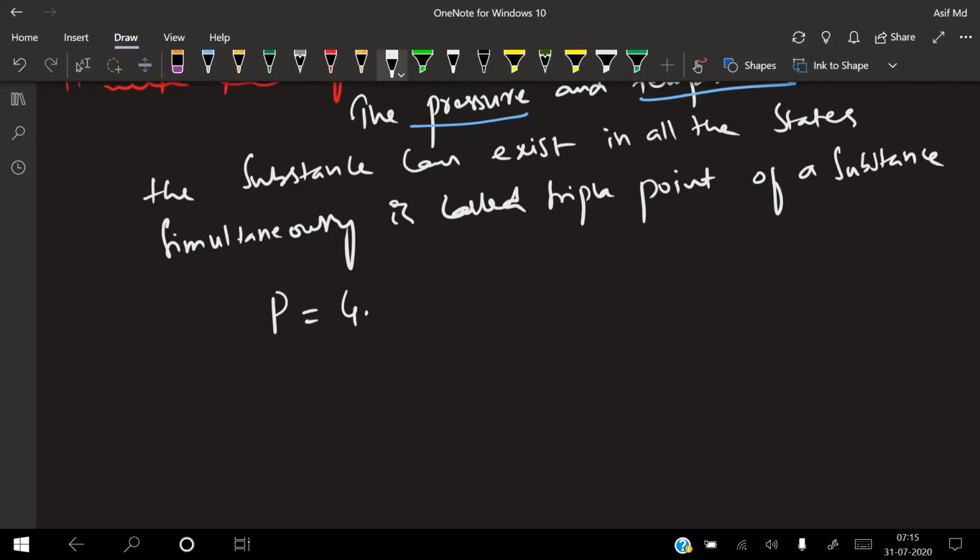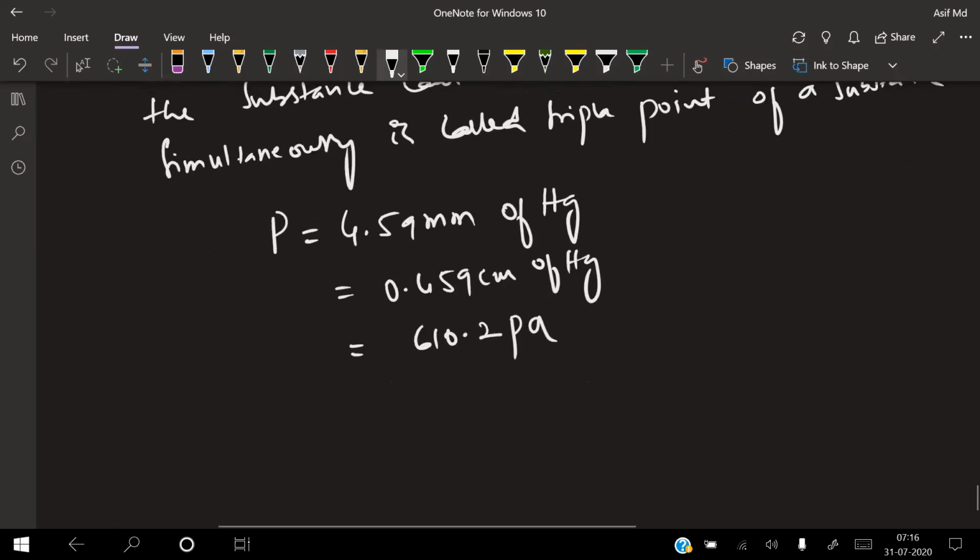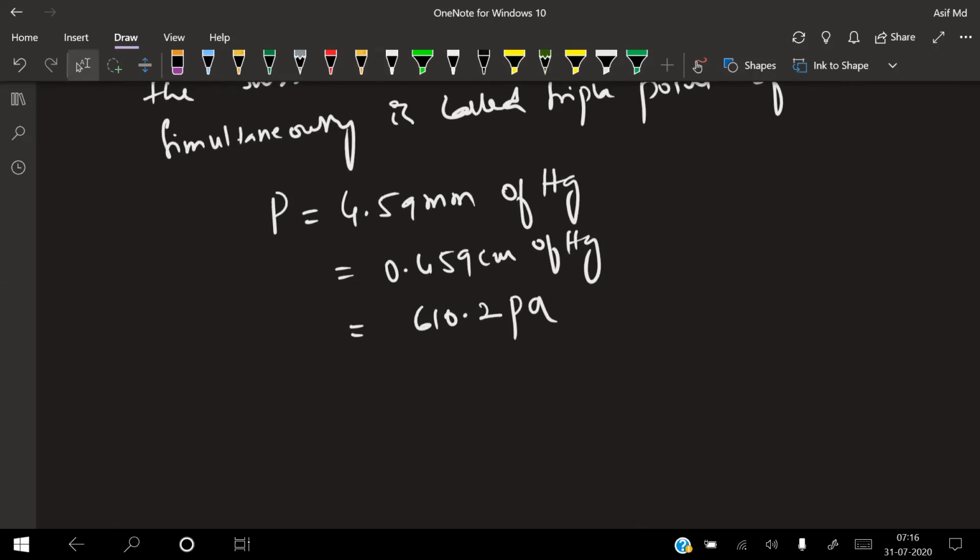That pressure, experimentally, they got as 4.59 mm of mercury, which is also equal to 0.459 centimeter of mercury, or 610.2 Pascal. At this pressure, the substance can exist as solid, liquid, and gas. And the temperature at which it exists is called the triple point temperature, which I write as T_TR. That is 273.16 Kelvin approximately; exactly, that value is 0.01 degree Celsius.